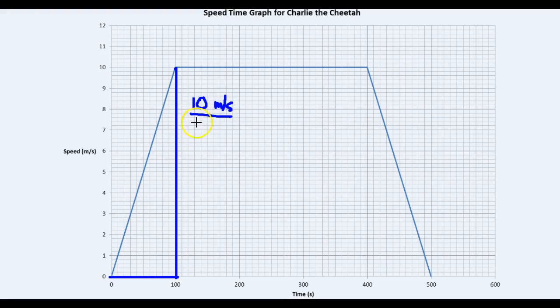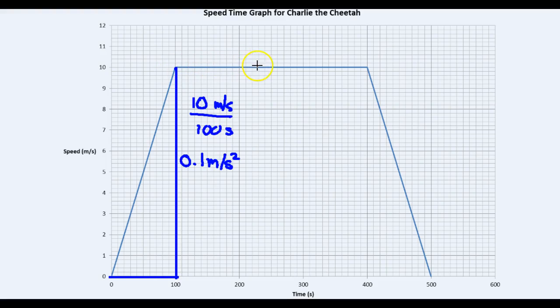It took him 100 seconds to go from 0 to 10 meters per second, so he obviously wasn't in very much of a hurry, and so his acceleration at this point is 10 divided by 100, which is 0.1 meters per second squared. So his acceleration is 0.1 meters per second per second.